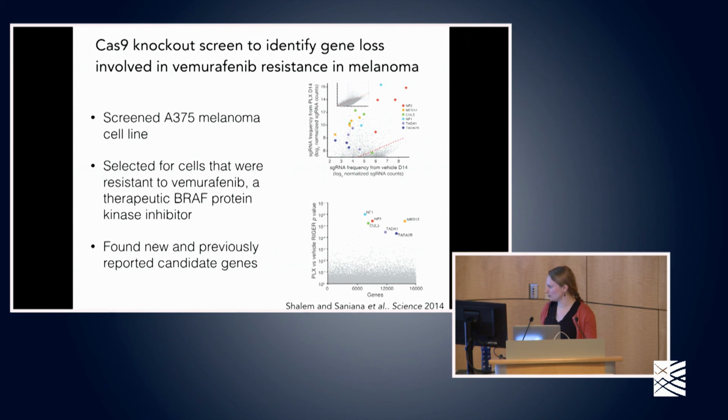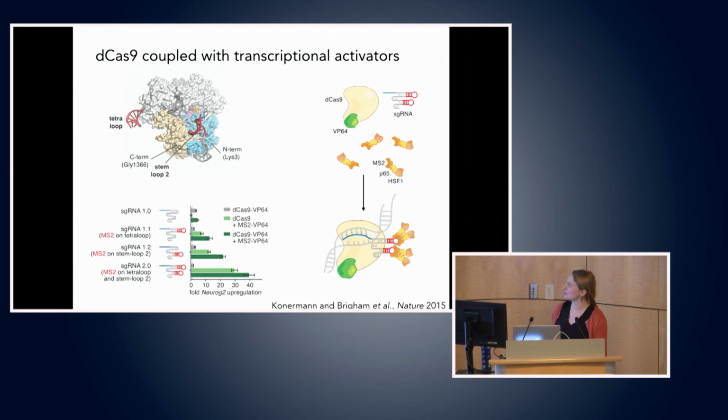So for example, a few colleagues in my lab screened the A375 melanoma cell line, selected for cells that were resistant to vemurafenib, which is a therapeutic BRAF protein kinase inhibitor, and found new and previously reported candidate genes that were involved in resistance. And so knockout screens can be applied to many other applications. Cas9 screens can also be used with these previously described transcriptional activators. And so you can have an activation screen or you can have a knockout screen.